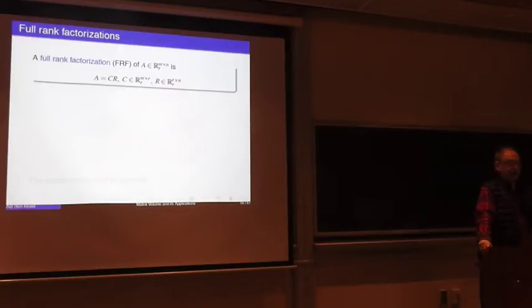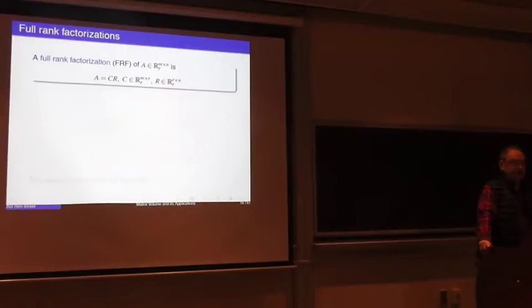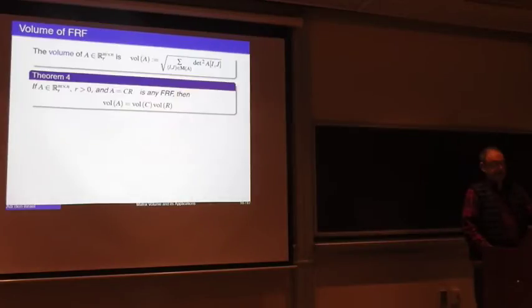We factorize a matrix into a product of a column matrix and a row matrix, a matrix with linearly independent columns times a matrix with linearly independent rows. The number of columns and the number of rows is the rank of the matrix. So I call this a full rank factorization. And in this case, the volume of A is just the product of the volume of C and the volume of R. So again, I could have used the Gram determinant to get this result.